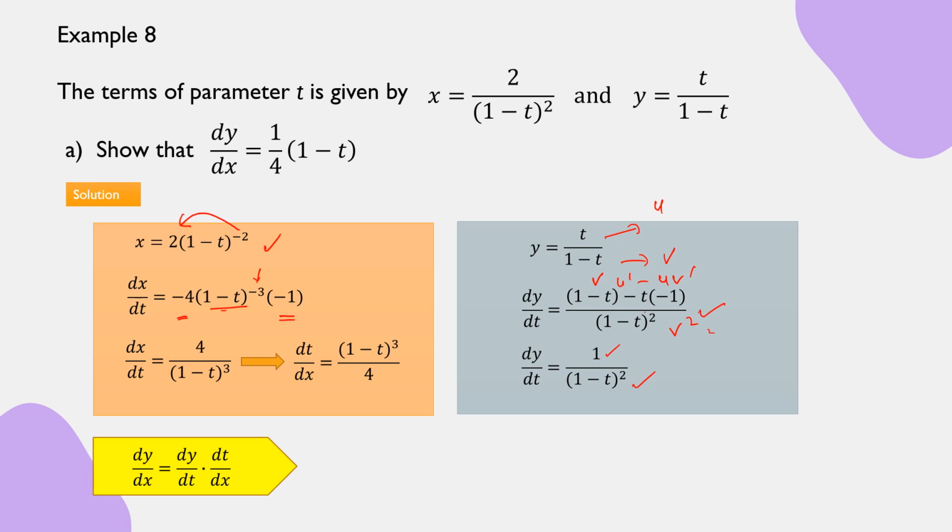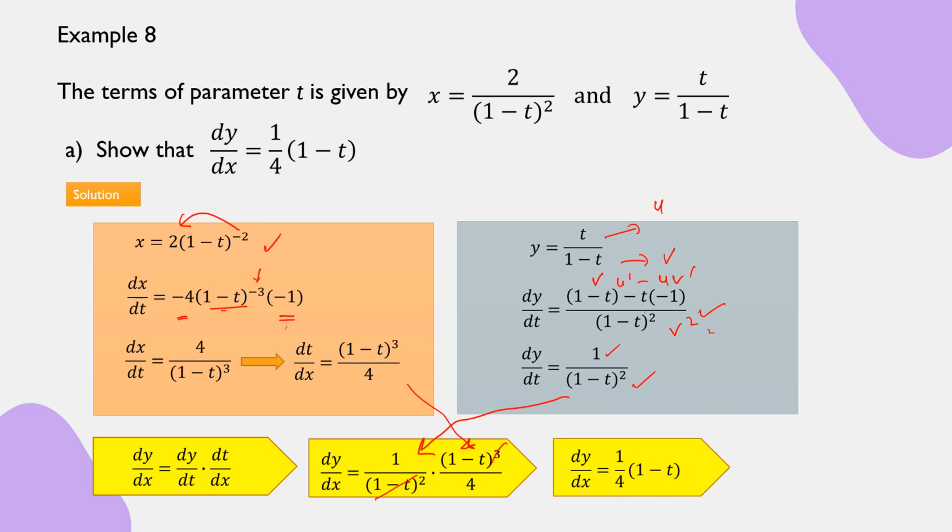So dy/dx equals dy/dt times dt/dx. This is dy/dt, 1 over (1 minus t) squared, and then dt/dx, this is (1 minus t) cubed over 4. So we can cancel here, we can simplify. So we get 1 over 4(1 minus t), as shown.